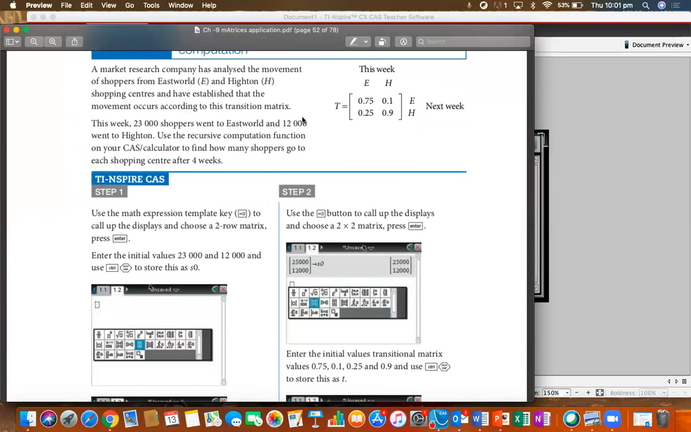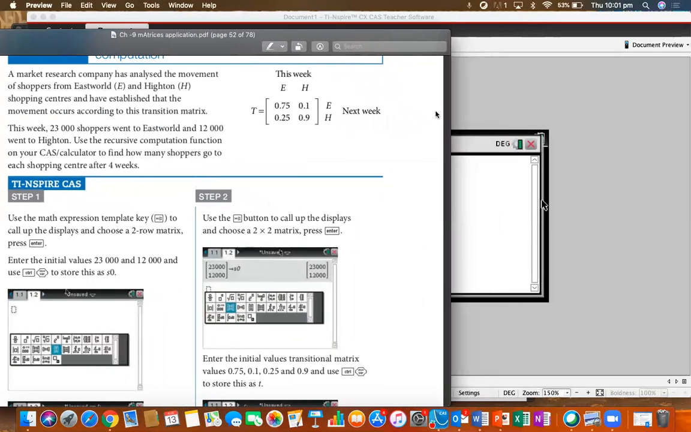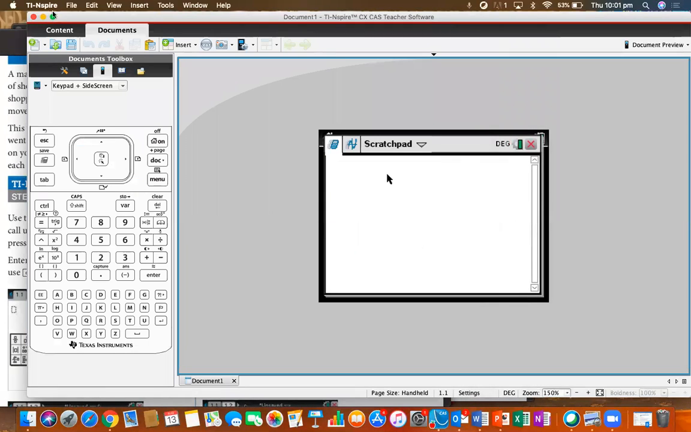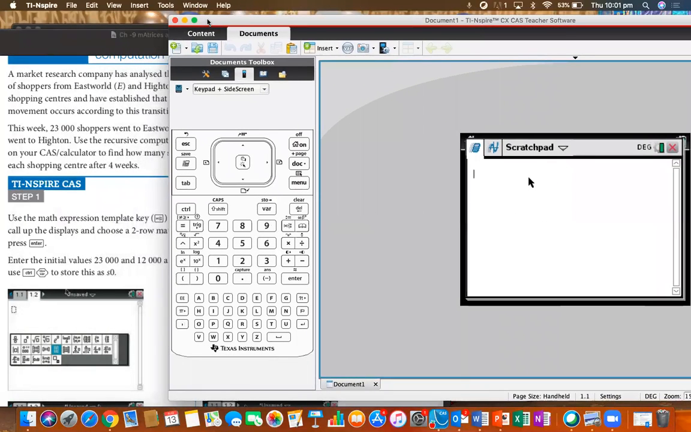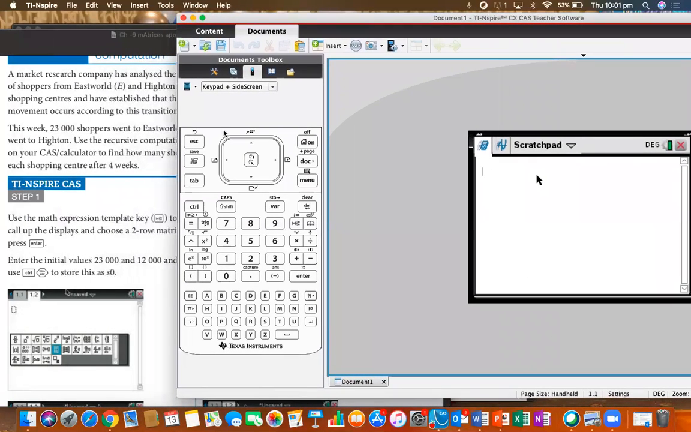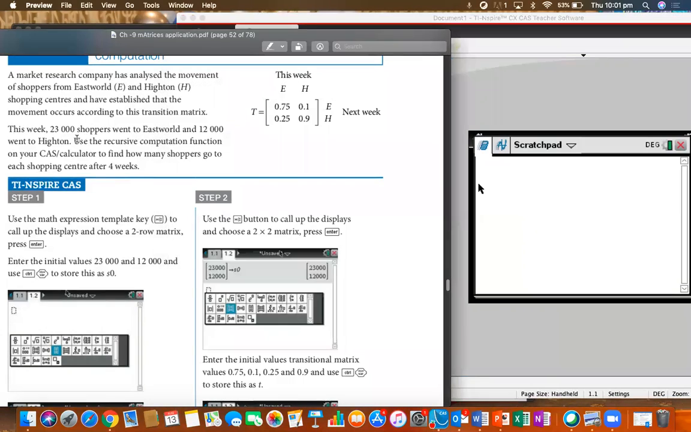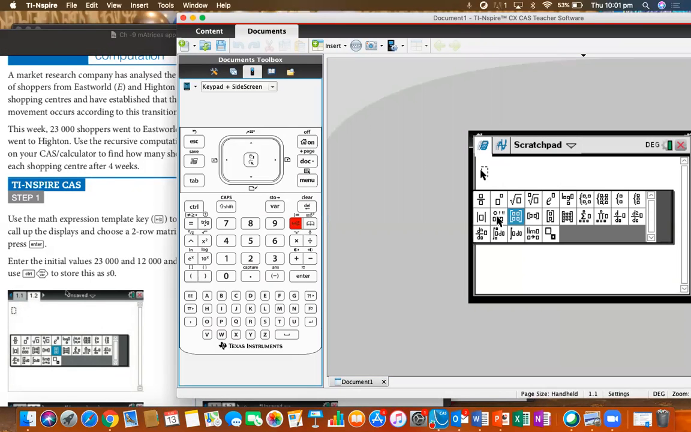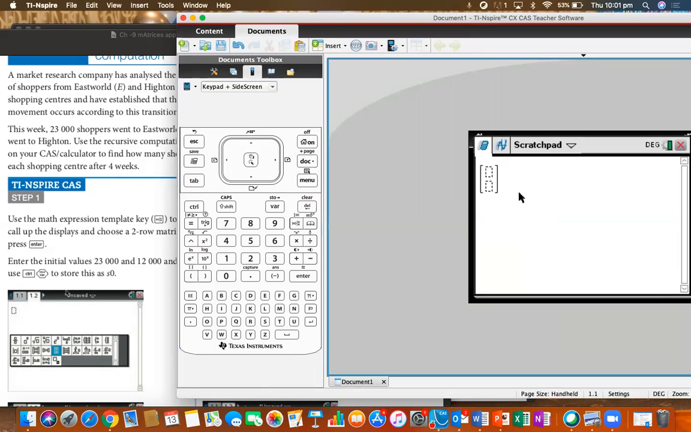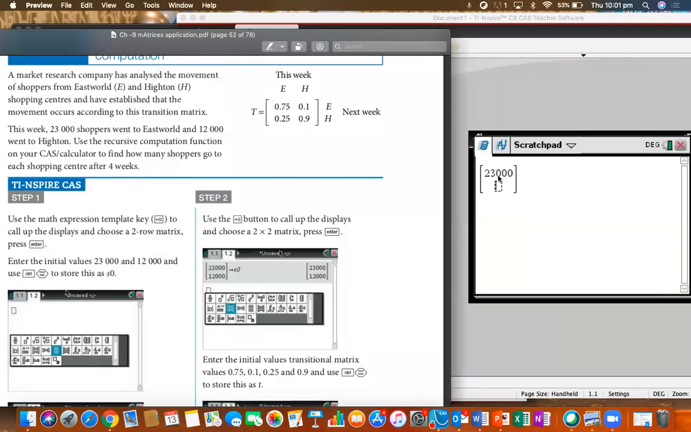So what do you need to do? I'll show you that a bit on CAS. I'll try to put it here so that I can see the values. You go to your calculator page on your CAS, and then you need to enter the first matrix, the initial state matrix. The values given to us are the transition matrix T, and then S0, which is 23,000 and 12,000. We just need to enter that here: 23,000 and 12,000.